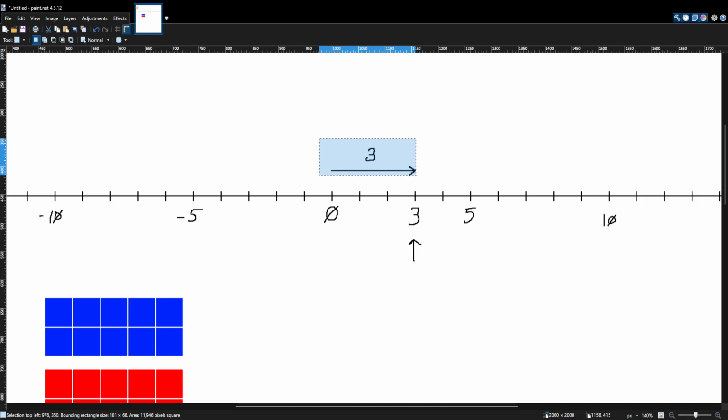So let's say I wanted to add 3 to 3, and so there's two ways to represent that. I can take this arrow and copy it and put the arrows one on the end of the other, like so, and we can see that it brings me to the number 6.